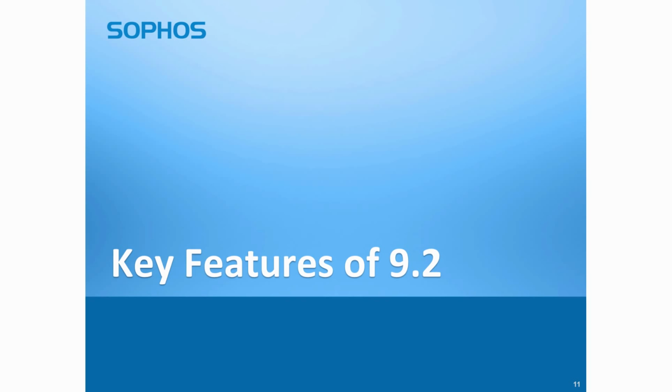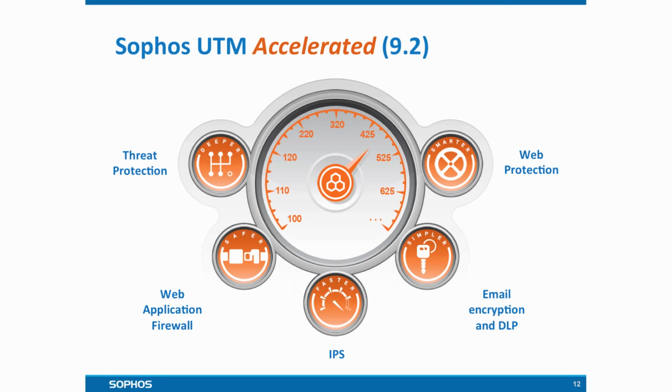Now let's have a look at how we're solving some of today's top network security problems with UTM 9.2. There are 5 key areas of focus for this release, and I'm going to cover each of these in some detail, as well as a few other notable features that don't fall into these areas. Let's start with threat protection.